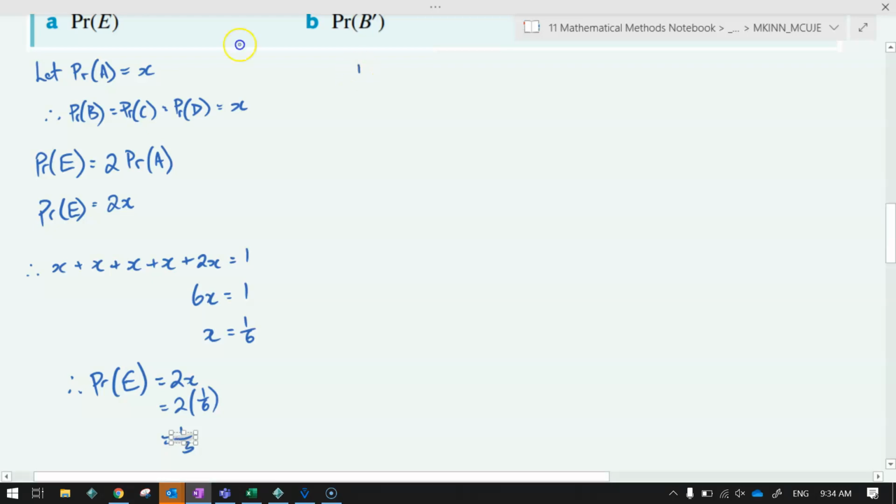The probability of the complement of B, the probability of B prime. Whenever you're asked for the probability of something not happening, it's usually easiest to go 1 minus the probability that I actually did get event B. What was the probability of event B? 1/6. So therefore, the probability of the complement of B, not getting B, is 5 out of 6.